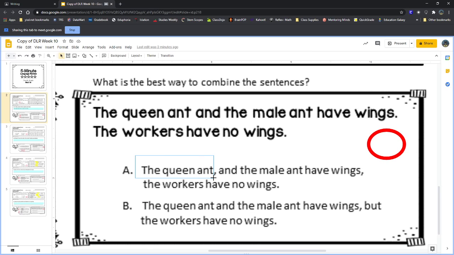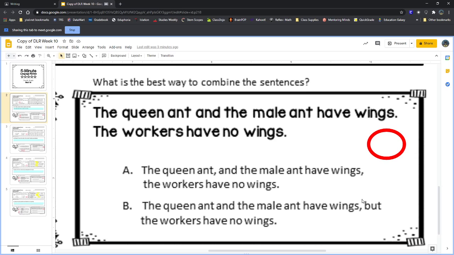Look at just the beginning of that. The queen ant. I believe that the queen ant. That's not a complete sentence. It's missing the predicate. We have a subject, but we don't know what about the queen ant. If I look behind it, it says the male ants have wings. Okay, that's a complete sentence. The workers have no wings. If I put all of that together, that's a run-on sentence. That's two sentences put together incorrectly. It's too much for one sentence.